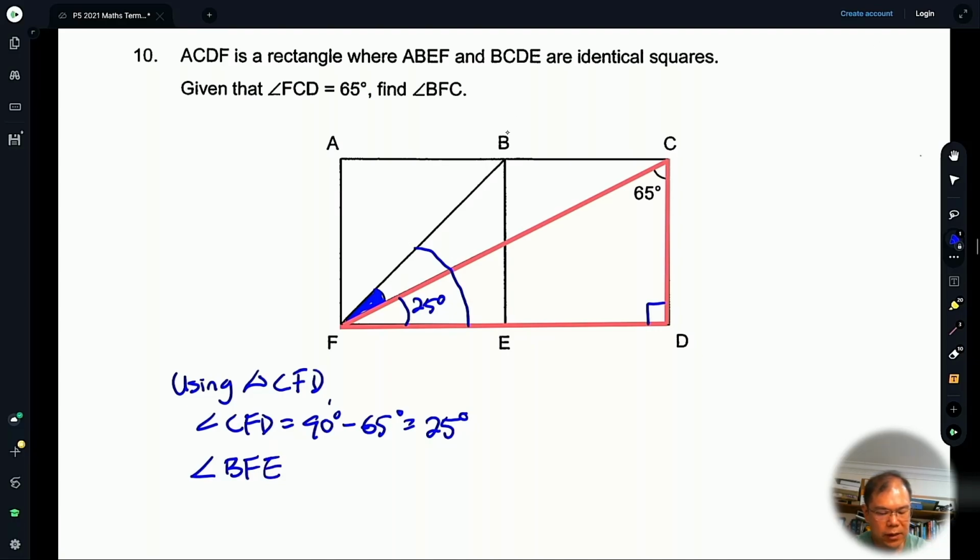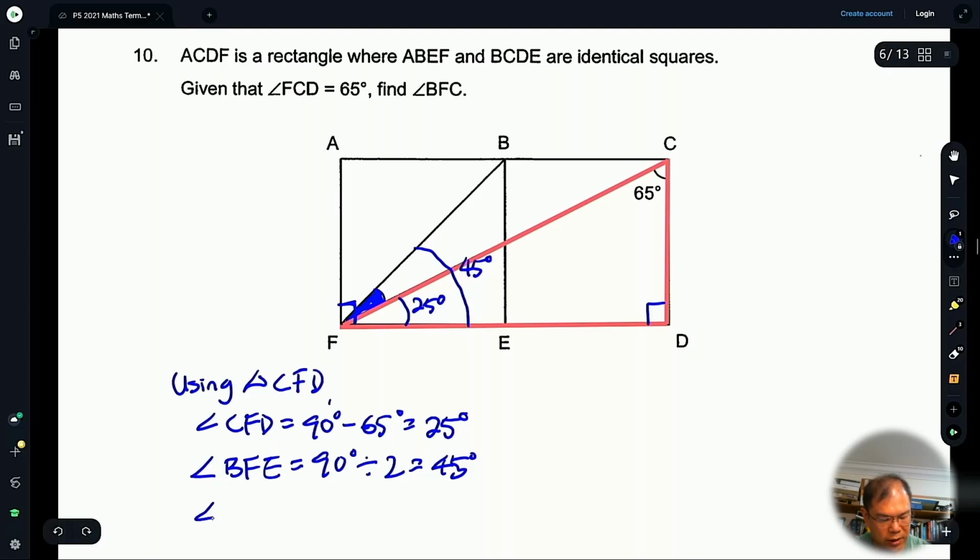Now, FE is a diagonal line that cuts across the diagonals of two corners of a square. Okay, so naturally it divides this right angle here into two, so this is actually 45 degrees. So now with these two pieces of information, I can find angle BFC. So angle BFC is just 45 degrees minus 25 degrees. So the answer is 20 degrees.